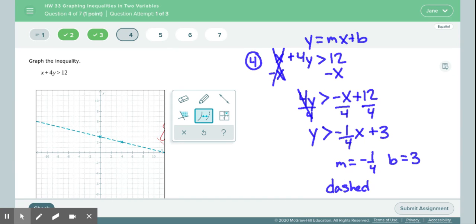So where are the solutions? All right, so these solutions are either going to be above this line that I just drew or below this line that I just drew. How do I know where they are? Well, that is where the test point comes into play. So that's, once again, a test point.